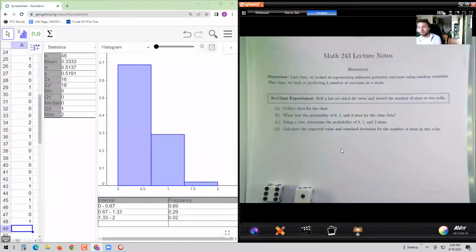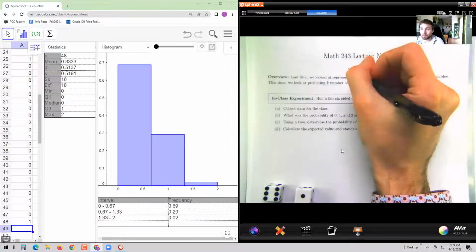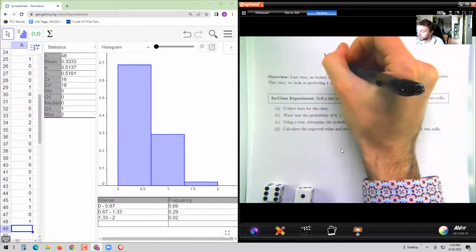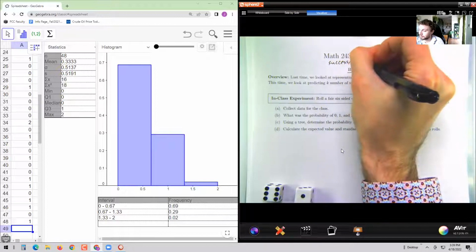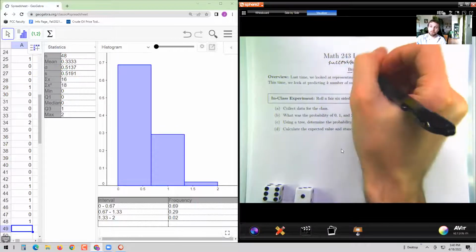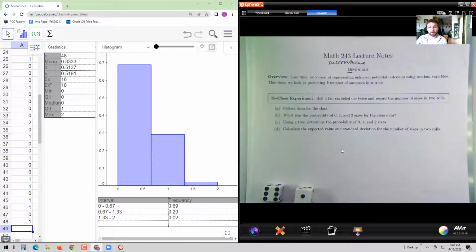Let's take a look at binomials. So these look at the probability of a certain number of successes within a set number of trials. Bi stands for two options, either success or failure. And nomials is telling us that we're looking at success and failure for multiple trials.